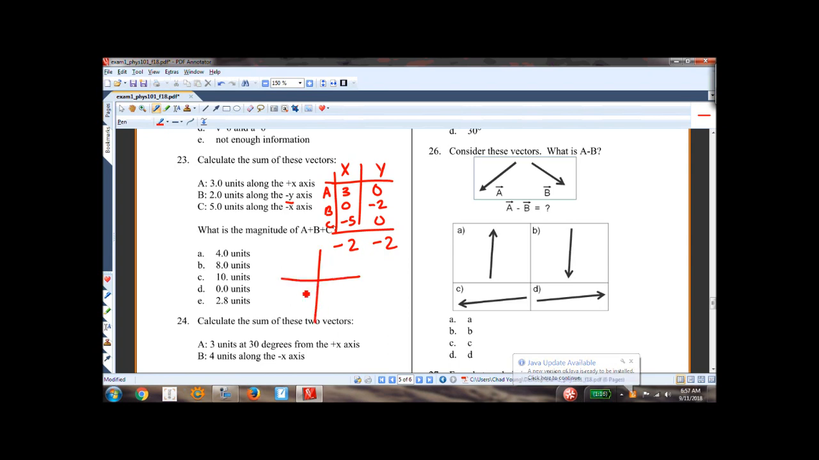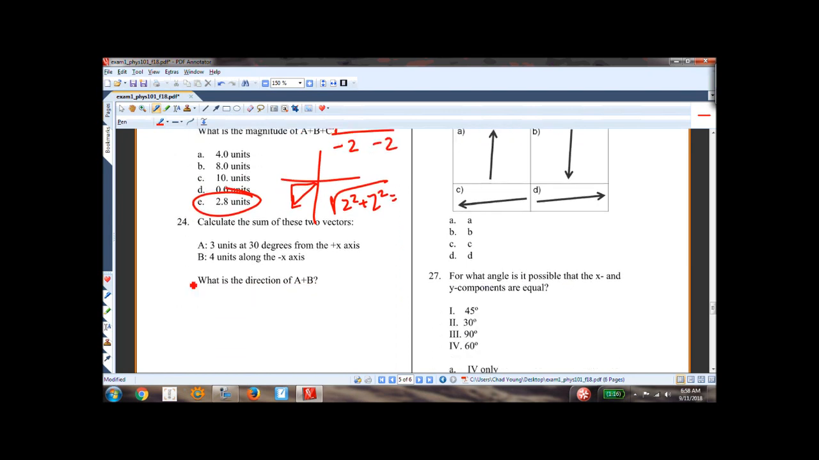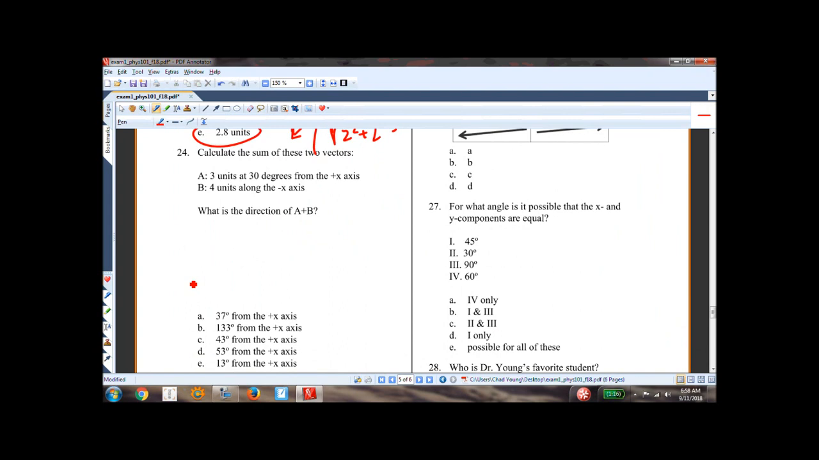So if I were to draw this, it would be a vector right over here, that it'd be 2 and 2, and then the square root of 2 squared plus 2 squared is the square root of 8, and that's 2.8 units. Okay, so that was adding 3 vectors that were all on axis, but here's a problem where you have to add them where they're not on axis.